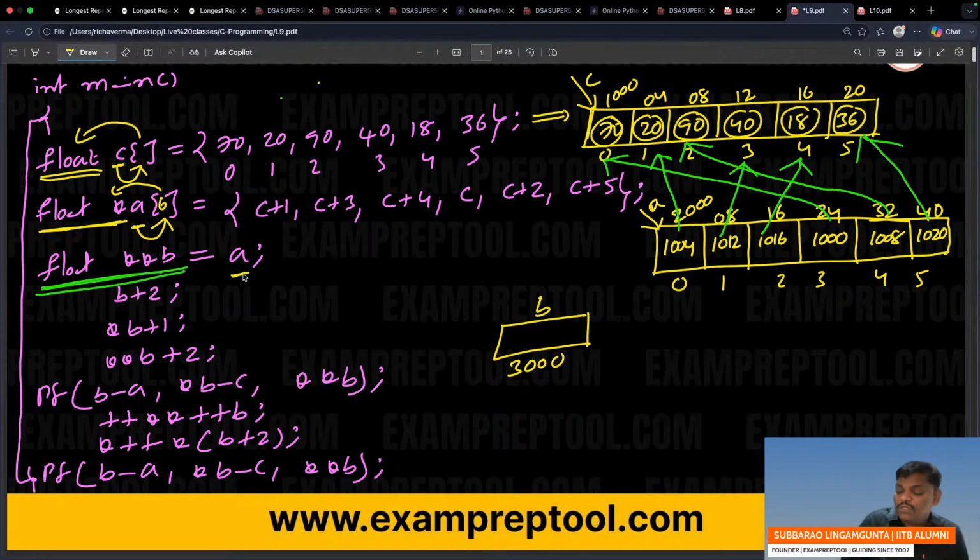A, the array name, means the base address. You are storing 2000, so I will go to 2000. But remember, inside B you are storing 2000, which is an address, because of that, one star. If I go to 2000, inside 2000 there is one more address, one more star. If I go to 1004, inside there is data, float data. So float.